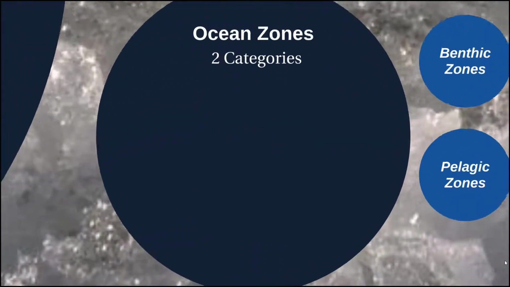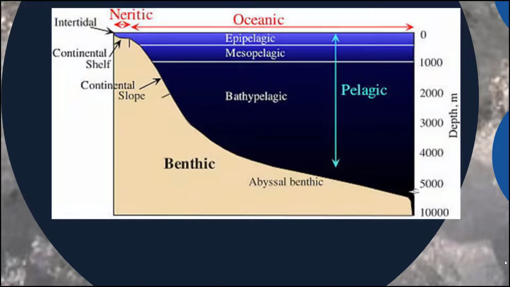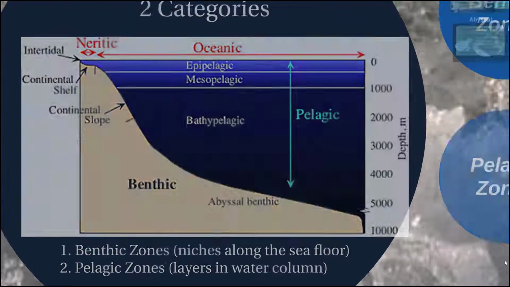So typically we can take the ocean and divide it into two broad categories. That consists of benthic zones, which are niches that are found along the seafloor. And these niches don't have to be necessarily deep, they just have to have some kind of interaction and be focused on that seafloor. It can consist of shallower regions. And then pelagic zones, which are going to be layers within that water column. We've briefly touched on this in a previous presentation, and we'll be digging into that a little bit deeper today.